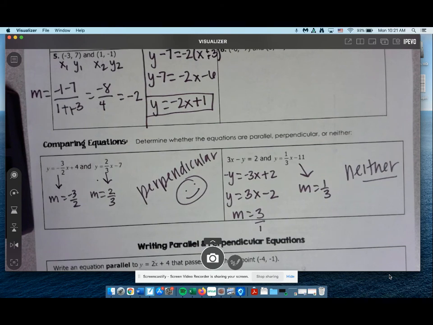And we will save those bottom ones to do together in class, okay?